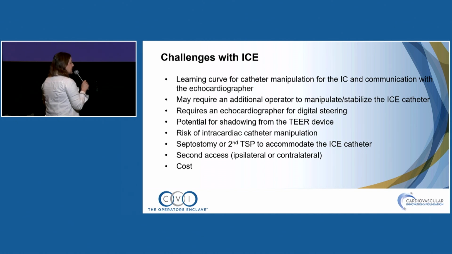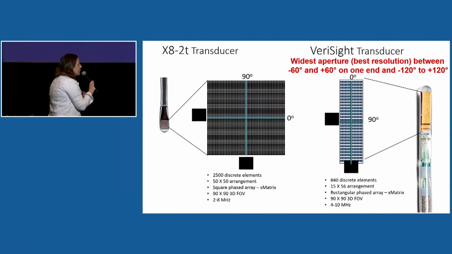You might have to do a second septostomy, or at least dilate your initial transseptal. You have to have a second site of access, usually from the ipsilateral or contralateral side, and obviously these are very expensive, right? So in your 10 ICE cases, I could get myself a new X8 probe, which I would love to do.